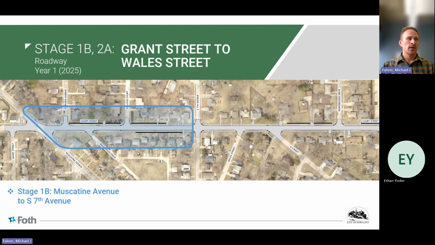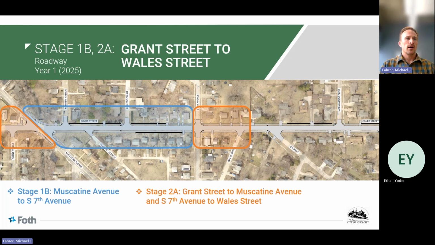Once the contractor wraps up with this portion here, they will continue to move east, and they'll work on the short section between South 7th and Wales, along with the section between Grant and Muscatine Avenue.